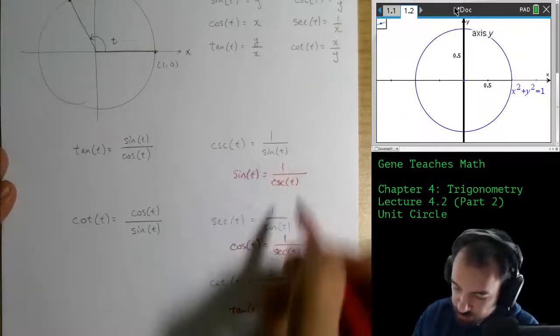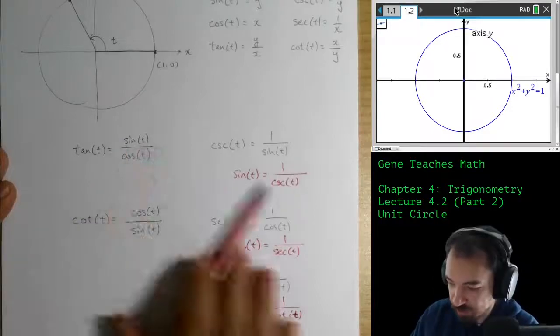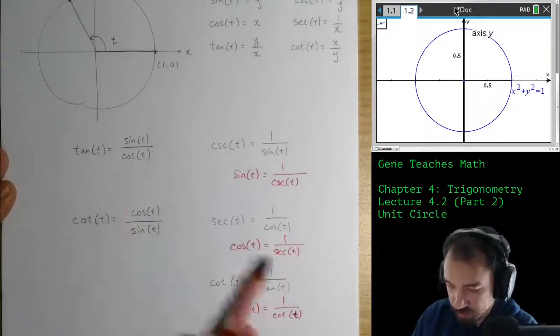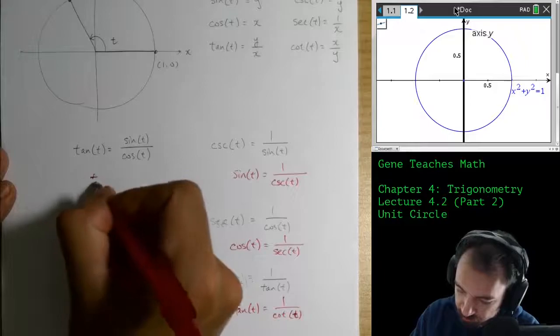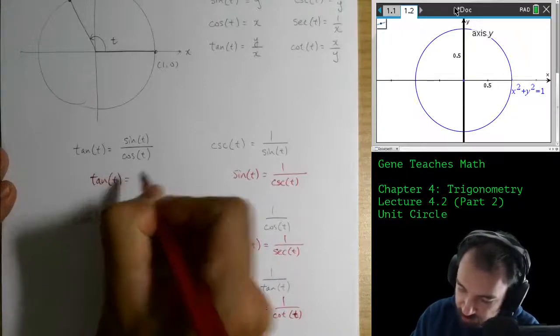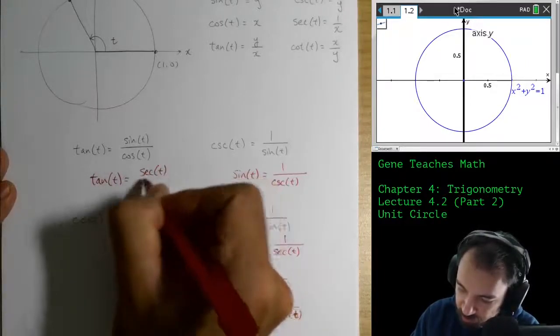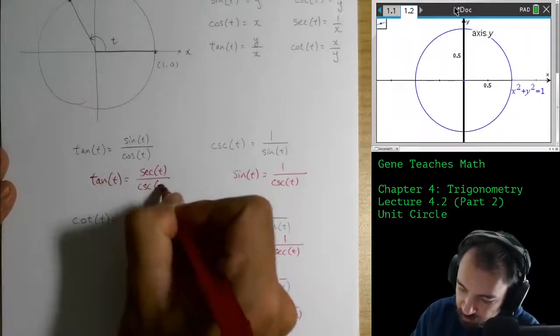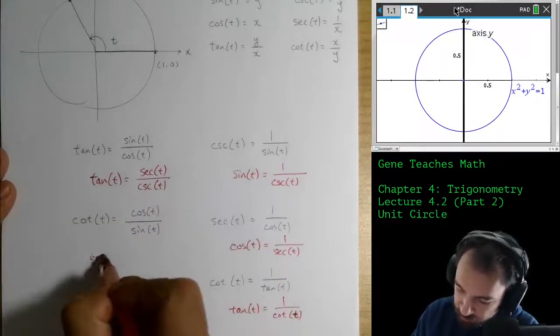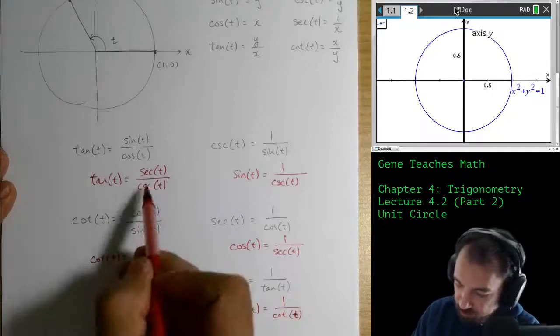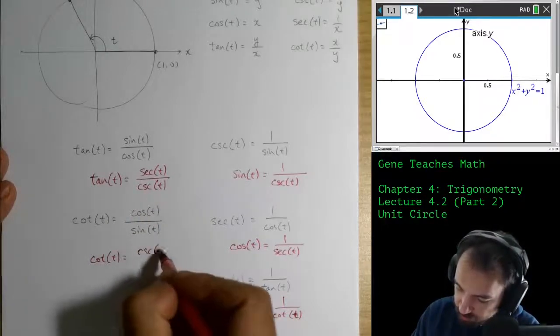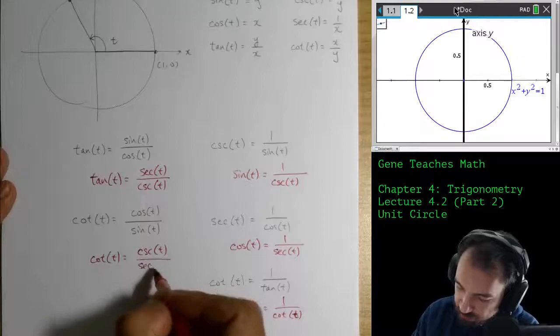And based on these relationships, I could say, oh, well, since sine of t is 1 over cosecant of t, and cosine of t is 1 over secant of t, I could similarly write tangent of t as secant of t over cosecant of t. And then I could write cotangent of t as the reciprocal of that. That would be cosecant of t over secant of t.